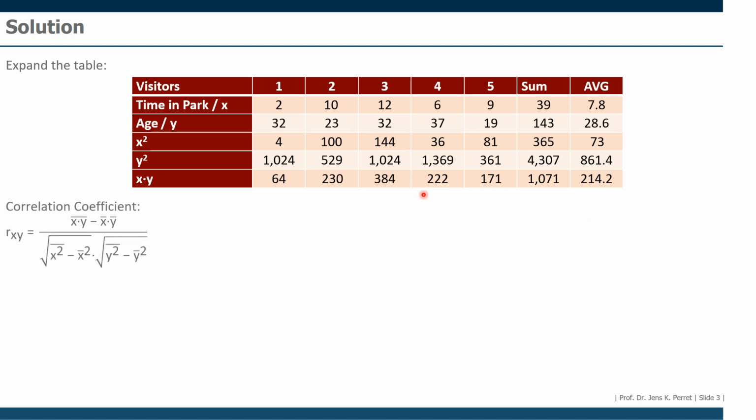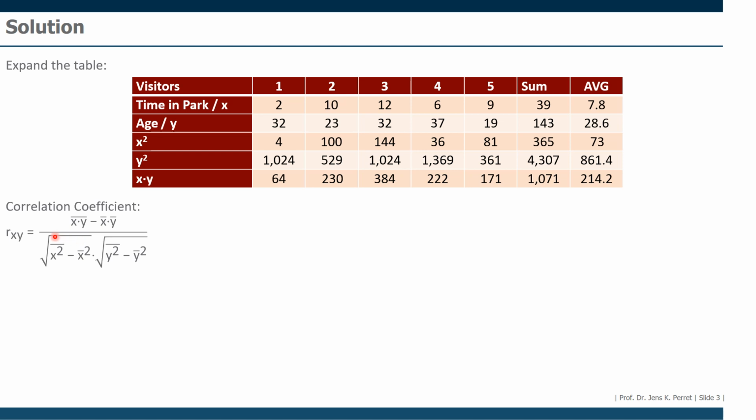If I start with the formula, I have a fraction, and what I see in the upper part, above the fraction line, that's my covariance. That's nothing else than the average of x times y. The average of x times y, that's our last column, last row, 214.2, minus the average of x times the average of y. So that's 7.8 times 28.6. If I calculate the upper part, that's my covariance.